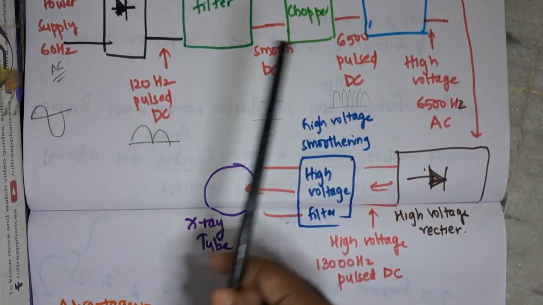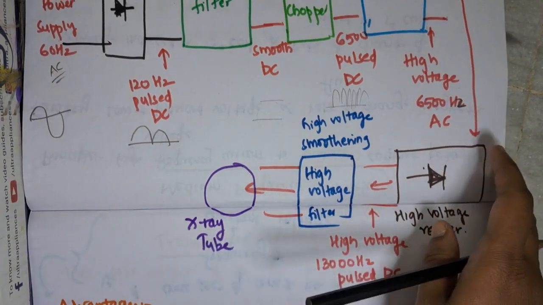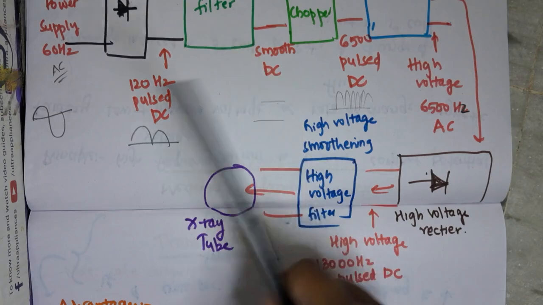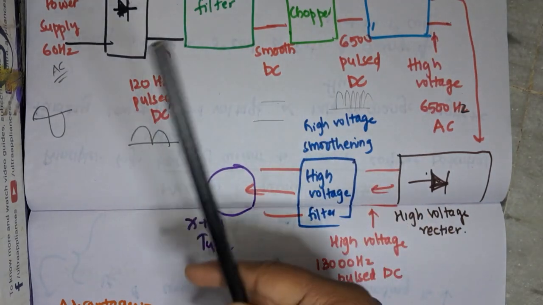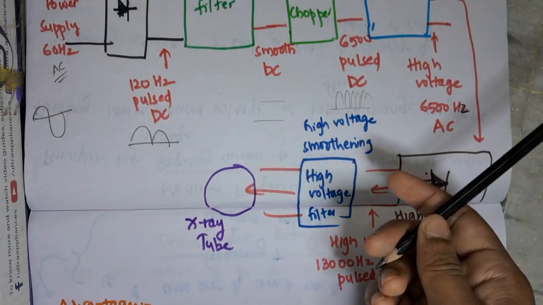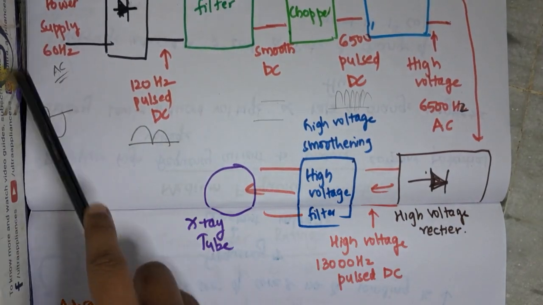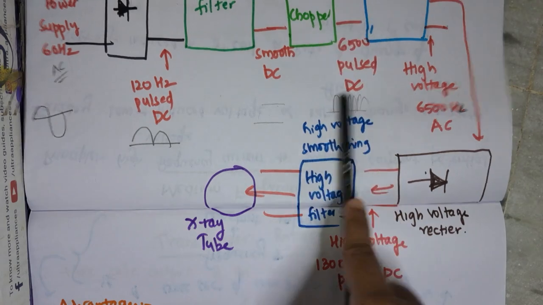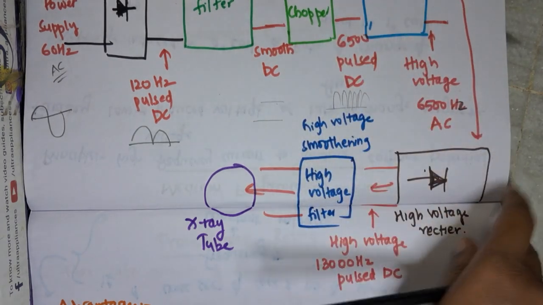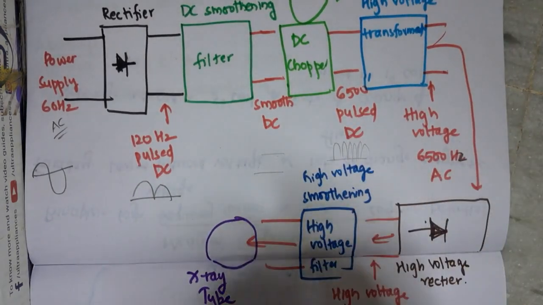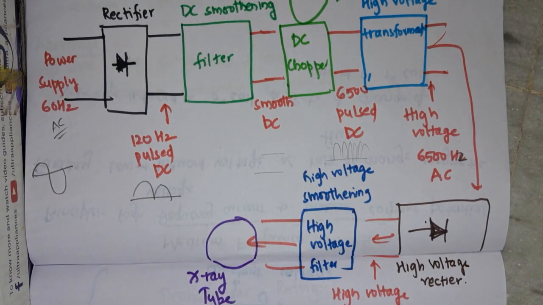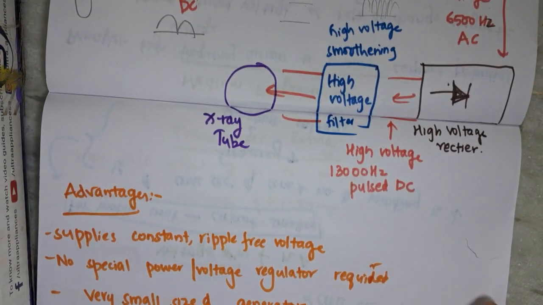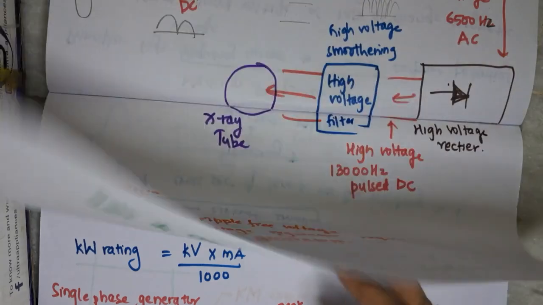That means it is using the application of Faraday's law, where an increase in current in the primary circuit increases the voltage in the secondary circuit. So instead of supplying 60 hertz power supply, we are supplying 6500 hertz pulsed DC to the high voltage transformer. So this is about the medium frequency generators.